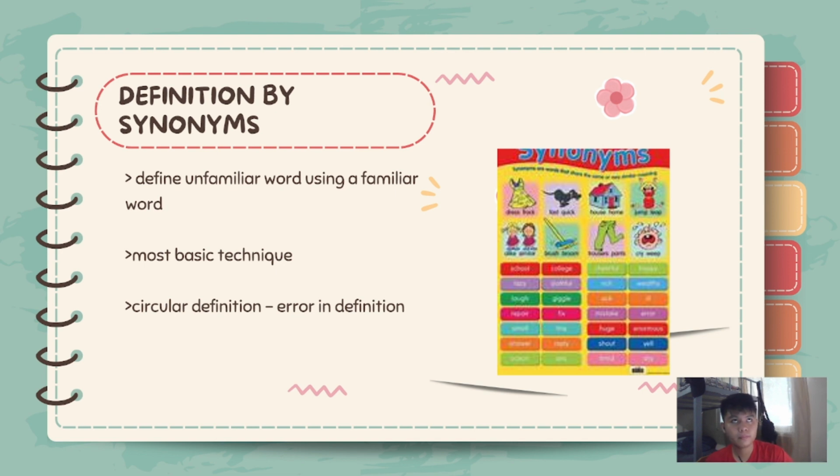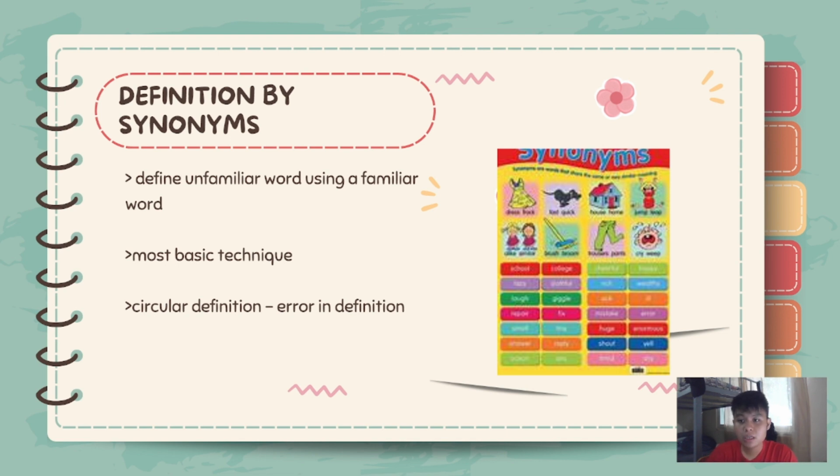For example, hala, ang gorgeous mo naman. Hala, ano yung gorgeous? Sabi ng kasama mo. Gorgeous, ano? Pretty, ganon. So, it is the most basic technique to define an unfamiliar word is through giving words that have the same meaning.